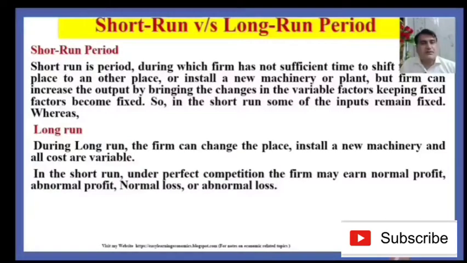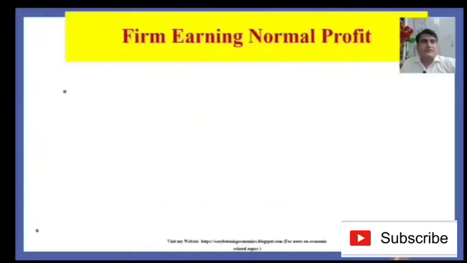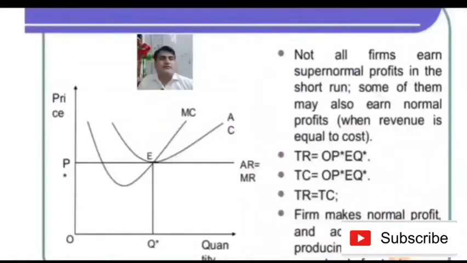In the short run under perfect competition, the firm may earn normal profit, abnormal profit, normal loss or abnormal loss. So these are the four possibilities of the firm in the short run. The first case we are discussing here is the firm earning normal profit during short run. Not all firms earn supernormal profit in the short run. Some of them may also earn normal profit when revenue is equal to total cost.